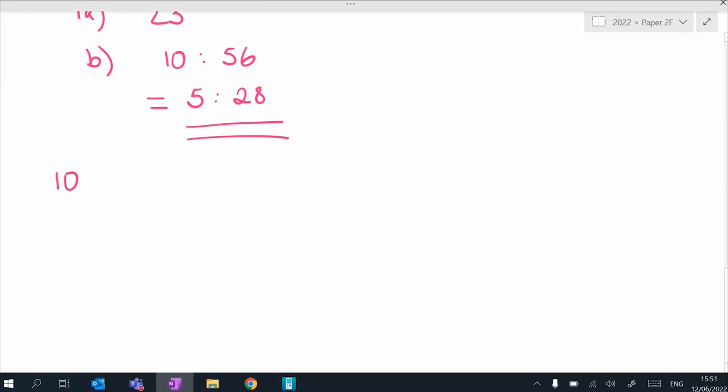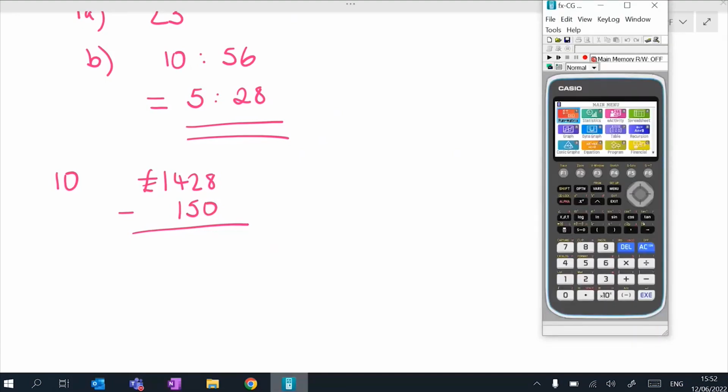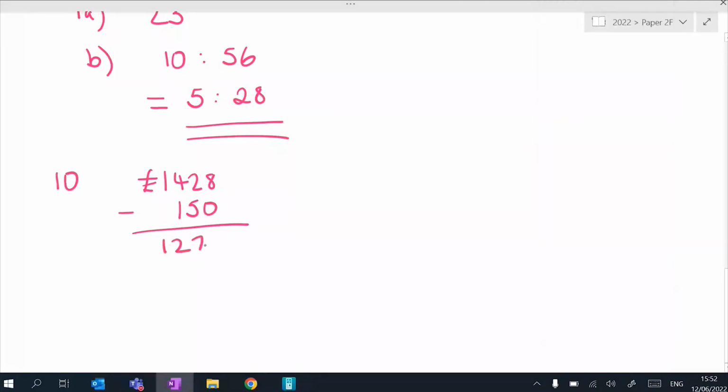Question 10. So we've got a holiday that costs 1,428. A deposit means you pay that much upfront. Okay, so we need to subtract the deposit because this is how much she owes. This is how much she's paid. So if we subtract those, 1,428 take away 150, we get 1,278. So this is her balance that she's left owing for the holiday.